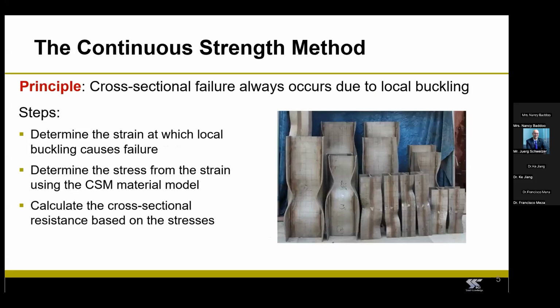So with the continuous strength method, you don't need to check whether the cross-section is slender or compact. All cross-sections are treated exactly in the same way. So the principle that is behind the CSM is based on the idea that if we ignore global buckling, any structural shape under compressive stresses will fail due to local buckling.